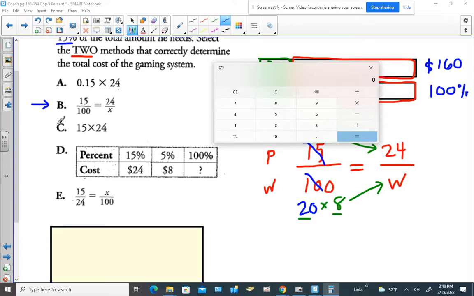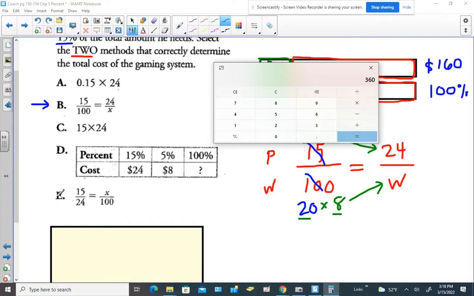Let's look at choice C. Choice C says 15 times 24. Let's multiply 15 times 24, and let's see what we get. We get 360. Does this number match this number? No, it does not. So it doesn't look like we're going to pick choice C.